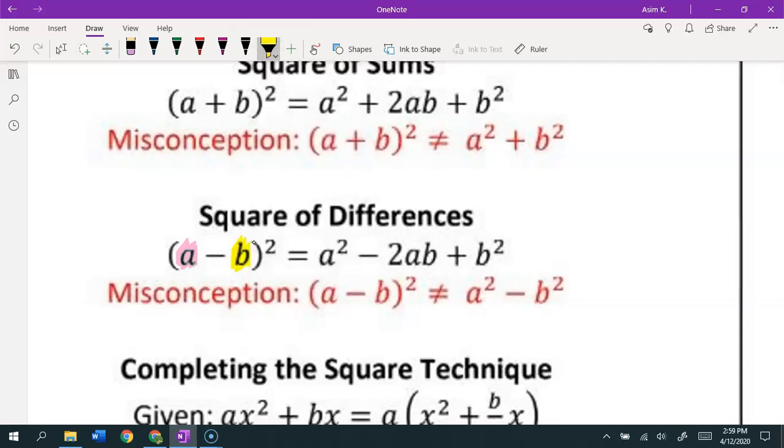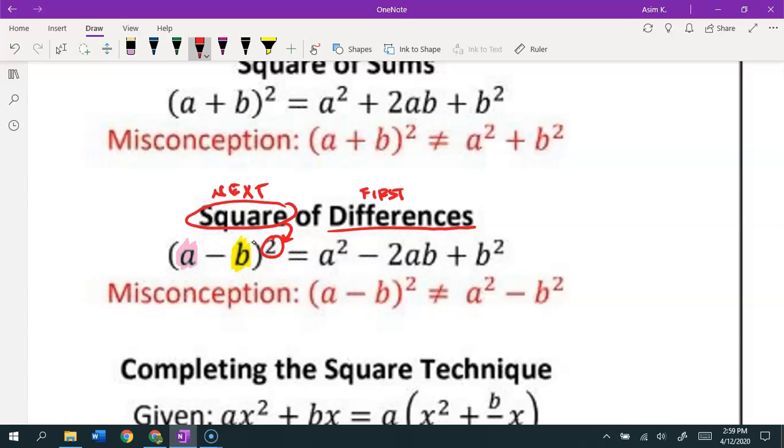Right, subtracting b, and then that is to the power of 2. So that's why we call it the square, right? There's the square right there of differences. So first you find the differences, and then next you square it. So that's why we call it the square of differences, right?